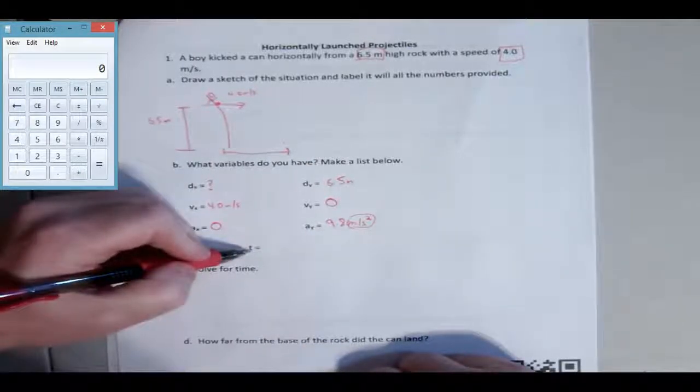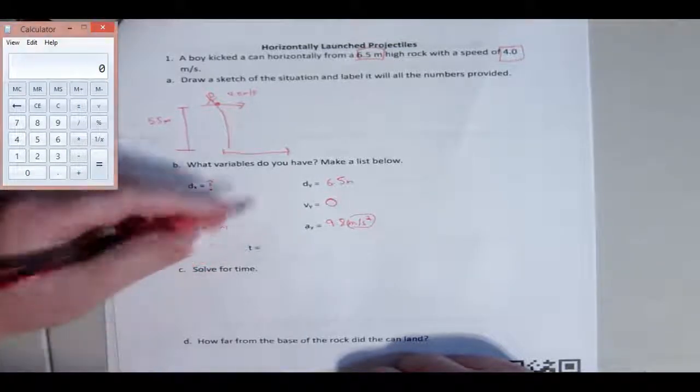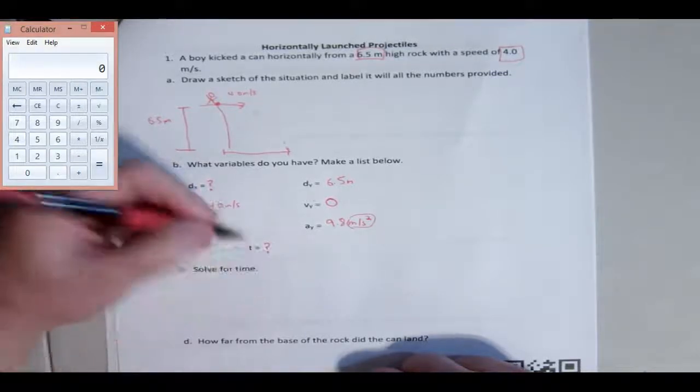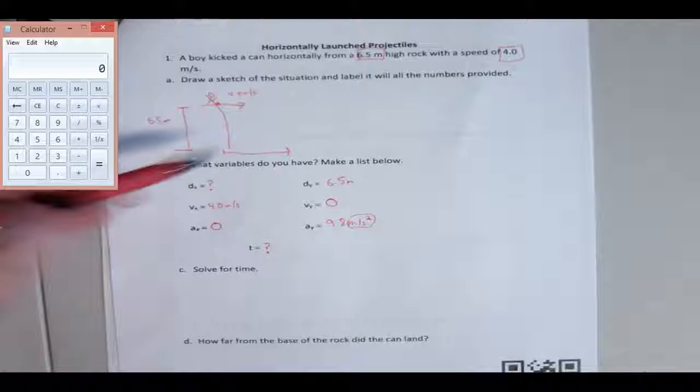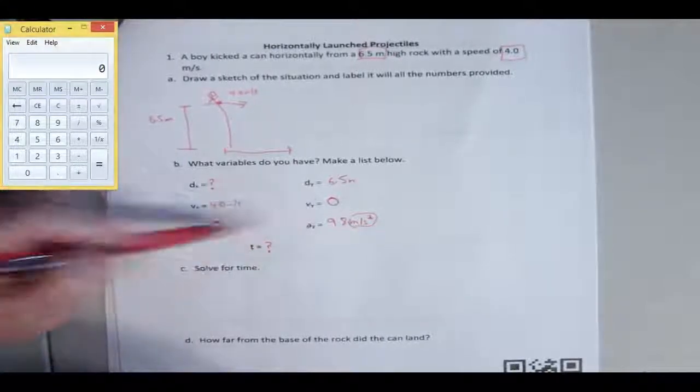Okay, time. How long does it take to hit the ground from when it's kicked? Obviously, time exists in our dimension, so we have it, but we don't. It exists, but we don't have it. So that's going to be a question mark. So we don't have these two. We have the rest, and these two are 0.